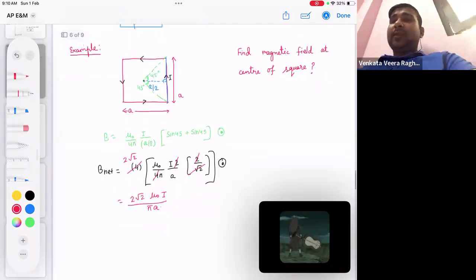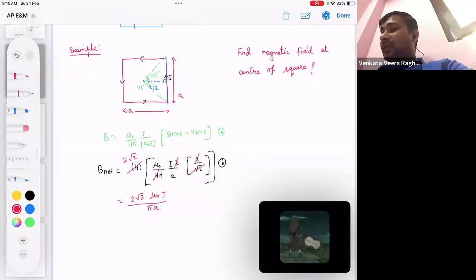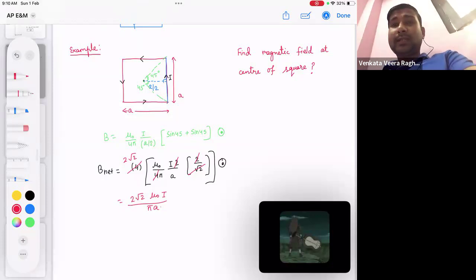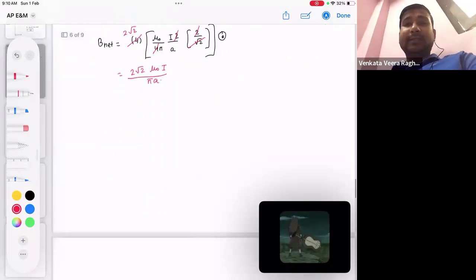So how do we calculate it? Whenever anything is made of a combination of straight segments, what do you do? Calculate each straight segment individually, and then if these segments are creating field in the same direction, you will add them. If they are creating it in the opposite direction, we will subtract it. Okay, clear? Let's take another example.